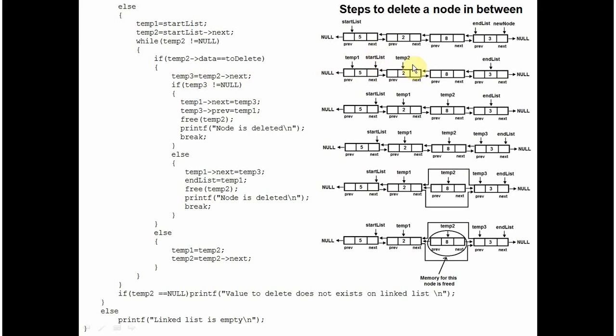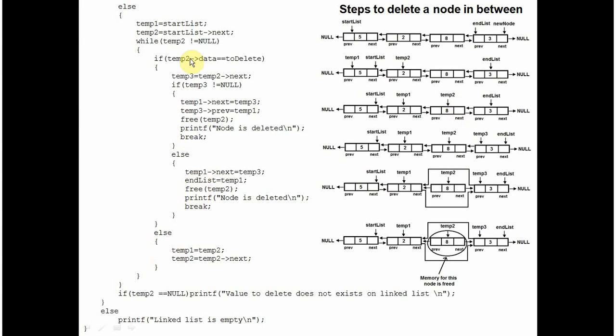You are asking whether the temp2 data is equal to the value that the user wants to delete. Is 2 equal to the value that the user wants to delete? Assuming that the user wants to delete 8. Is 2 equal to 8? No. So it won't go in the if block, it will go in else. In the else block, you are asking temp1 to point at temp2. So temp2 will come here. And temp2 is set to point at its next node. So temp2 will come here. So temp1 and temp2 pointers are moved one node further in the doubly linked list with temp1 following temp2, right?